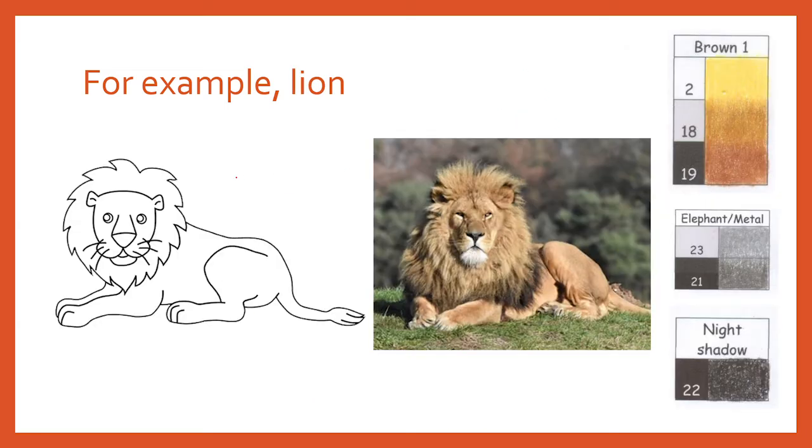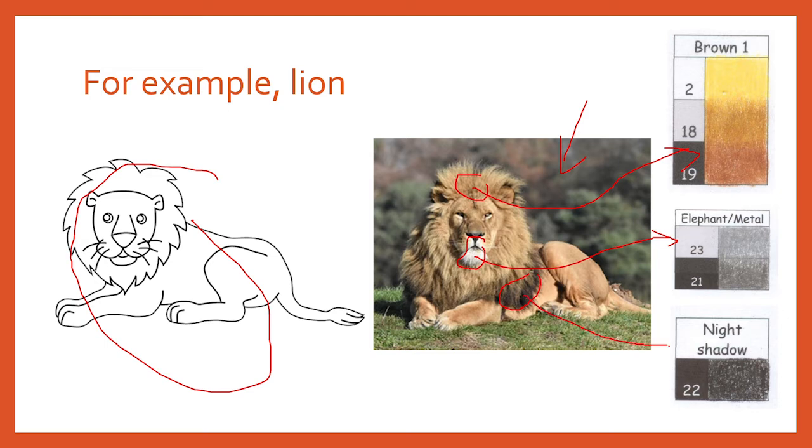Next, a lion. Okay, this is a picture that I got from Google, sitting in the same position. So for the fur, most probably I will use this color. For this whitish part, I will use elephant or metal color. For this part of the fur that is very dark, I will probably use night shadow to color it.